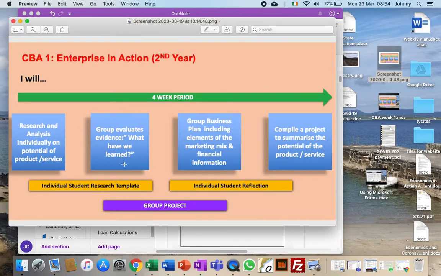The group is going to evaluate, thinking about, well, what have we learned that might be useful? Do we need to go back and do any extra research? Is there any research that maybe didn't give us great information that maybe somebody needs to go back and do a different type of research? So we need to do a group evaluation. We need to communicate with each other. And at the same time, each individual person is going to fill in their reflection and their research template.